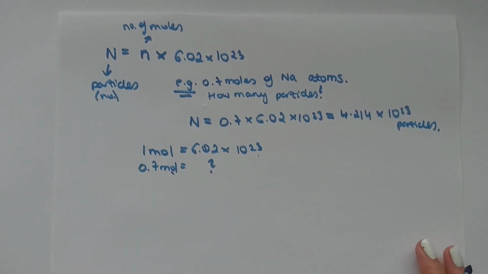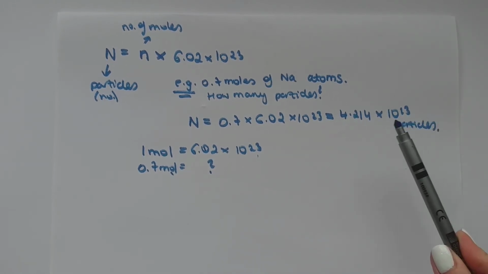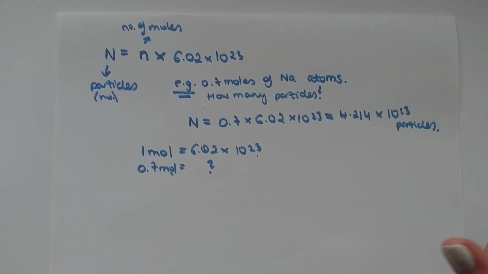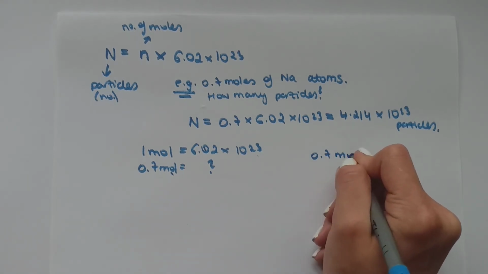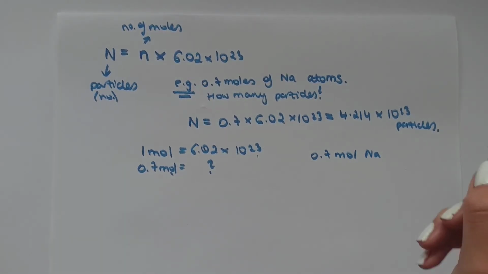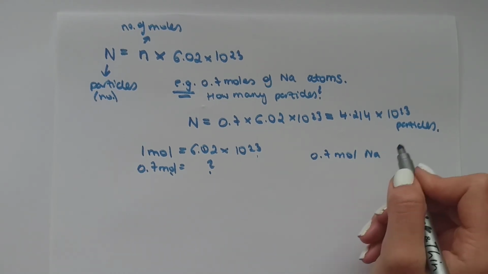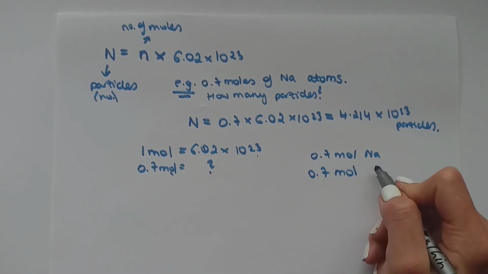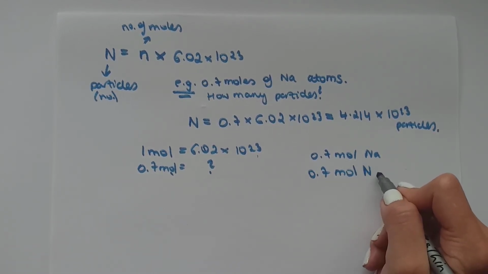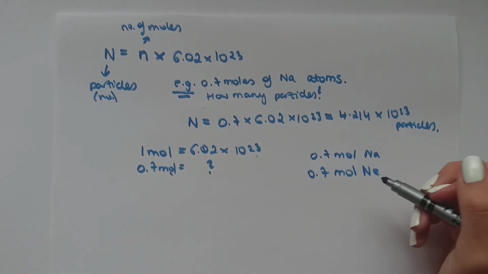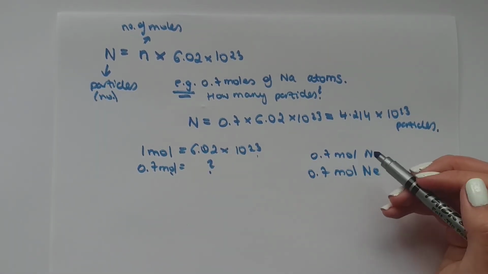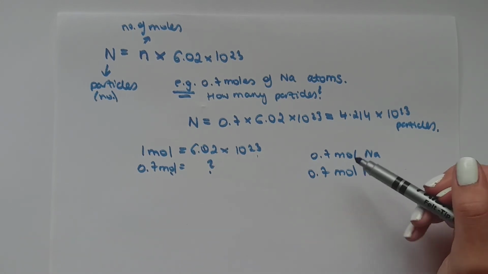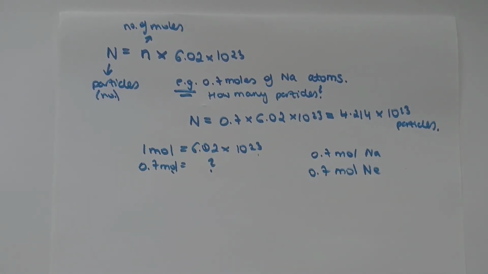And this is all about particles. So whatever atoms you have, if you had 0.7 moles of sodium atoms, this amount of sodium atoms will have exactly the same number of particles as when you would have 0.7 mole of, I don't know, neon atoms. 0.7 moles of neon atoms will have exactly the same number of particles as 0.7 moles of sodium atoms.